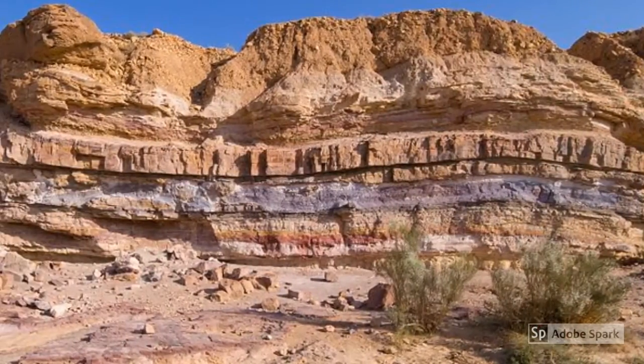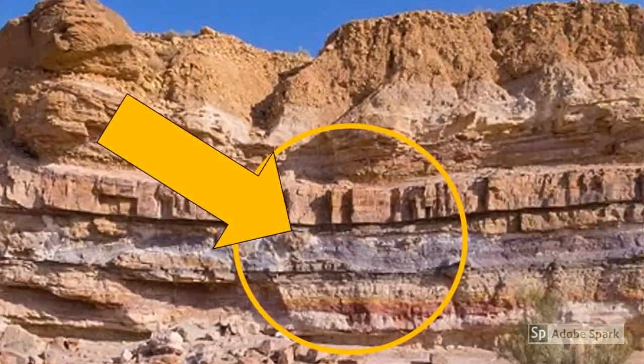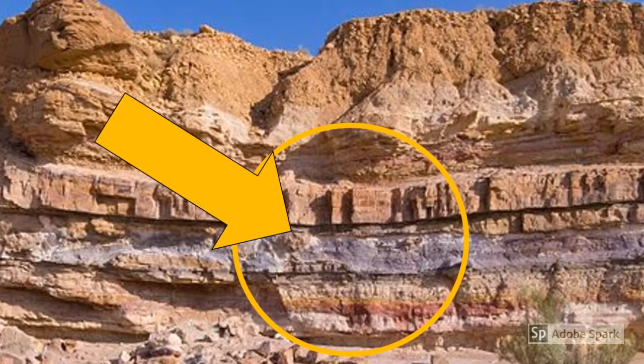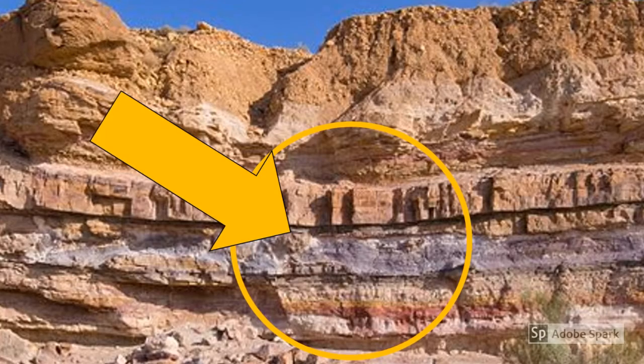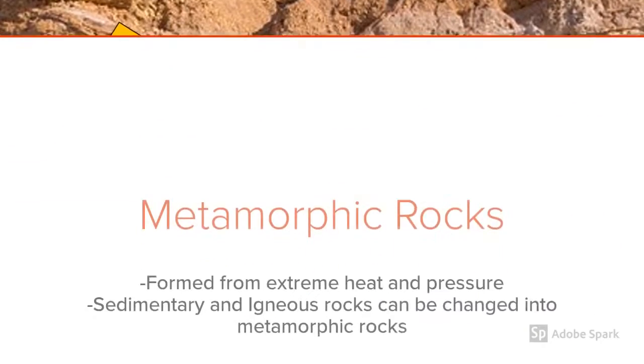How can we tell this is a sedimentary rock? We can tell this is a sedimentary rock by looking at the layers. You can see that sediments have compacted on top of each other over years.